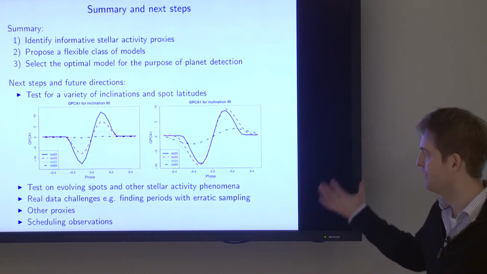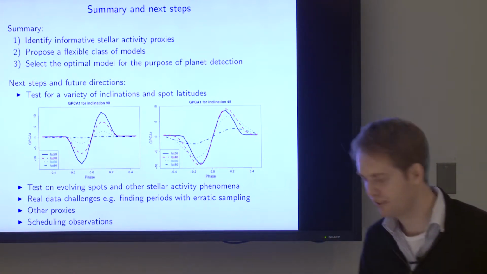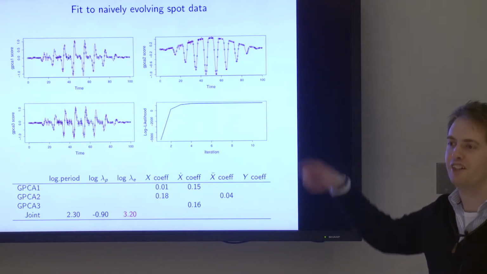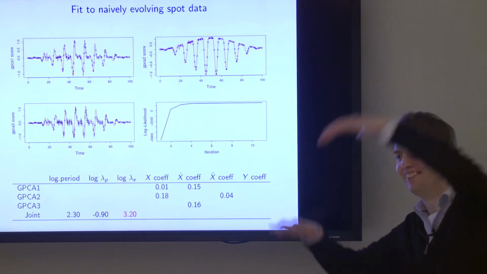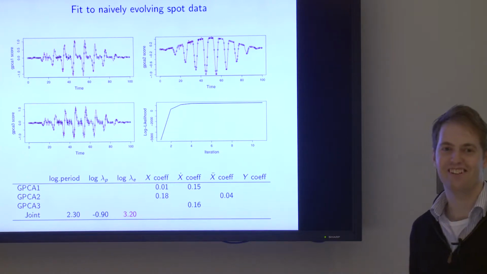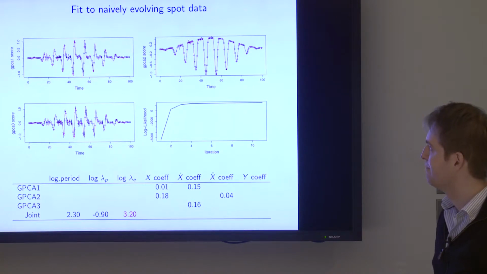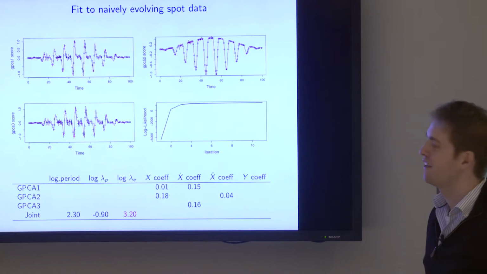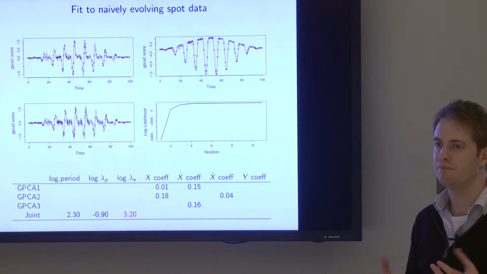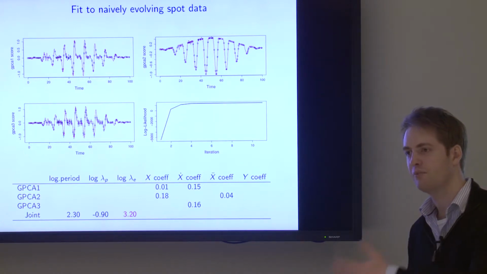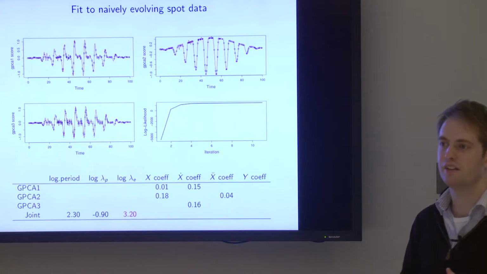And then there's evolving activity and so on as well. So this is just an illustration of an evolving spot. We try to increase the amplitude and then decrease it in a very simple way. And our model is still fitting okay. That's an illustration of where we were hoping, by using the Gaussian process rather than a fixed model, that it can be flexible to these kinds of things.